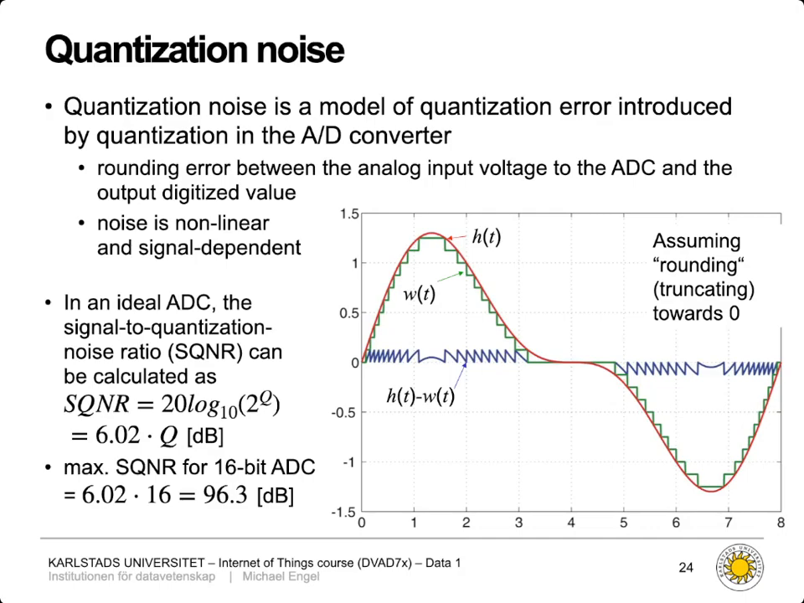So you know that the max SQNR for a 16-bit analog to digital converter, which would be useful for audio, would be 6.02 times 16 bits, and this would be 96.3 decibels. So if you now hear about the decibels of your amplifier and the precision, maybe you have a better idea what this is actually all about. It's all about noise and getting rid of it.